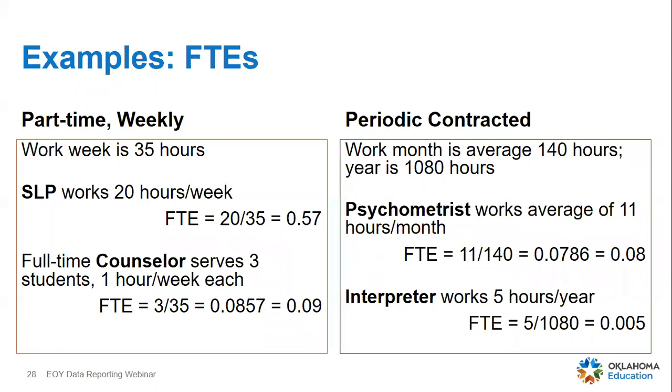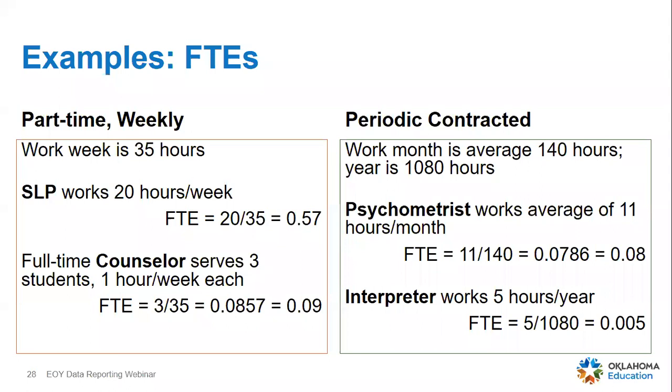Let's say you have a deaf interpreter who works 5 hours a year to help with IEP meetings or something like that. Okay, that would be 5 divided by 1,080. That would be really small. You just round that up to 0.01. You could leave it as 0.005, and we would just aggregate that for the state. Okay, so those periodic ones are a little bit trickier. You don't necessarily need to go back through all of your files and all of your contracts to add up exact hours. You can estimate.